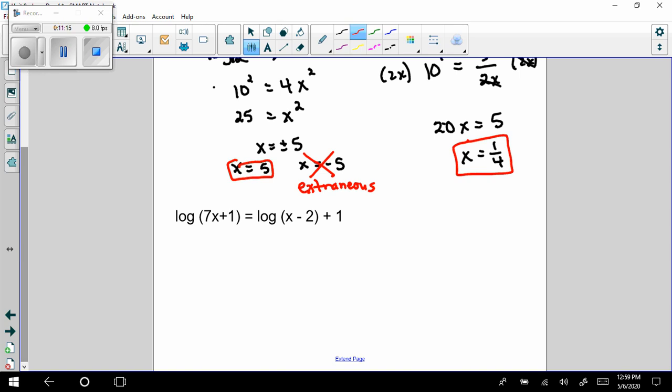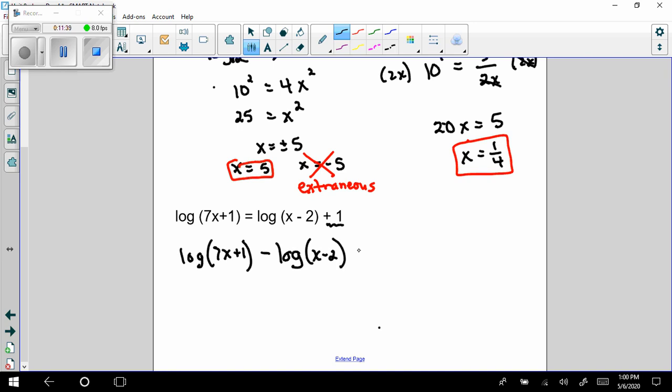All right, one last one for a challenge. Okay, so this one's a little weird because I have this constant sitting over here. So the first thing I need to do is gather my logarithms on the same side. So I have log of 7x plus 1 minus the log of x minus 2 equals 1. Now I have my logs on one side and my constants on the other.